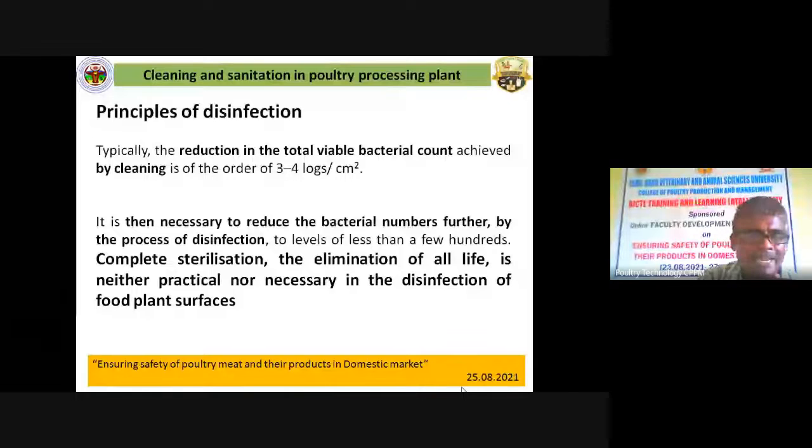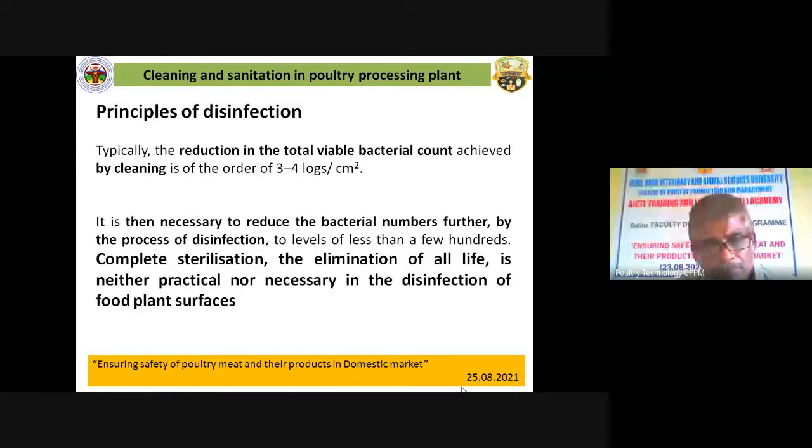So the cleaning involves use of wetting agent, surfactant, and detergent. Doing so, we can reduce nearly 3 to 4 log organisms per centimeter square. However, the rest of the 3 to 4 log organisms will be on the surface, and that has to be removed by the disinfection procedure. So as I already told you, sterilization involves elimination of all forms of life. That means the vegetative cells as well as the spores get eliminated from the surface.